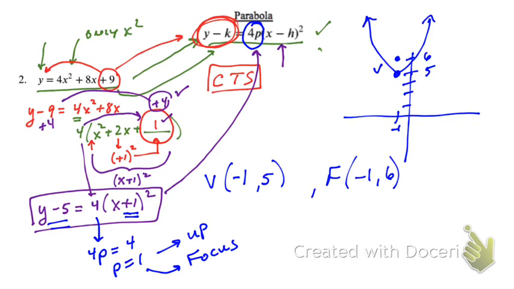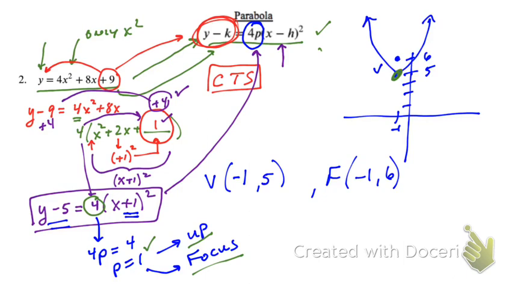Now I will tell you this, we got lucky on this one, and on the first one actually. That number sitting in that 4p spot was divisible by 4, so we didn't get a fraction for our p-value. It is very common to get a fraction for that p-value. Just remember two things. Is it a positive number? That means it opens up. If it's negative, it opens down. And whatever that number is, if it's a half, then that's how far you move to find your focus. You either move up a half or down a half from your vertex over here.